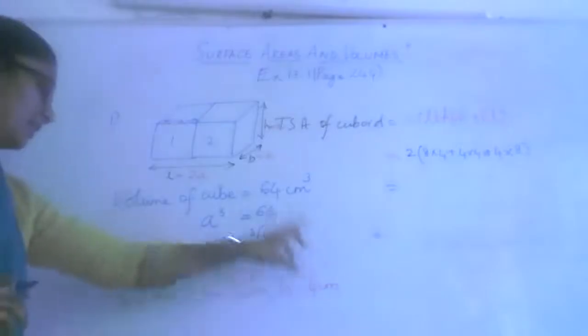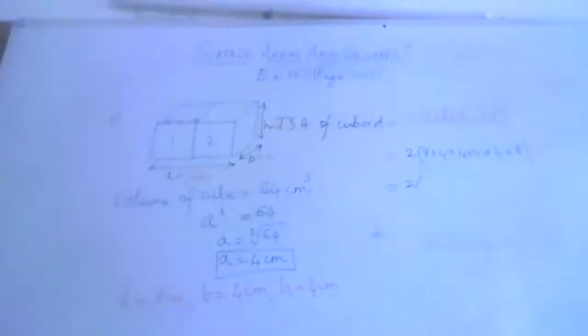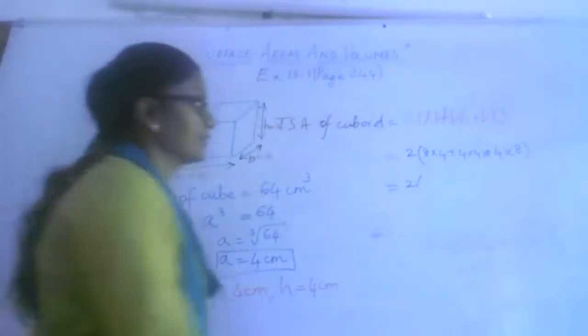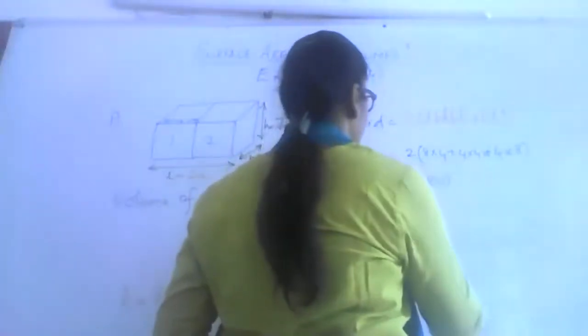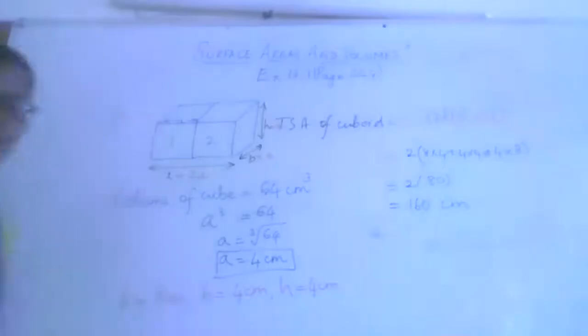LB, BH, HL. Ma'am, 160 centimeter square. 32 plus 60 plus 32, correct? So that will give me 2 times 80, right? That will give me 160 centimeter square or centimeter cube.